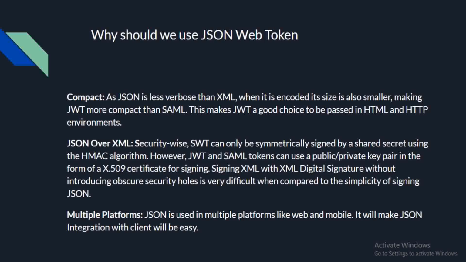Why should we use JSON Web Token? Because of JSON's compact size, JSON over XML, and multiple platforms. JSON is very compact, which is easy to pass over the internet in HTTPS environments. Most new applications use JSON over XML in modern applications and cloud technologies. JSON is used in web, mobile and everywhere nowadays, so it is easy to integrate when we are using JSON over XML.